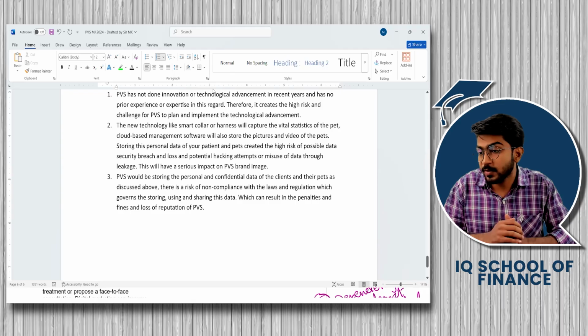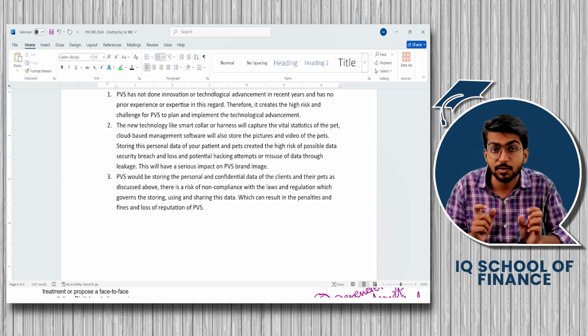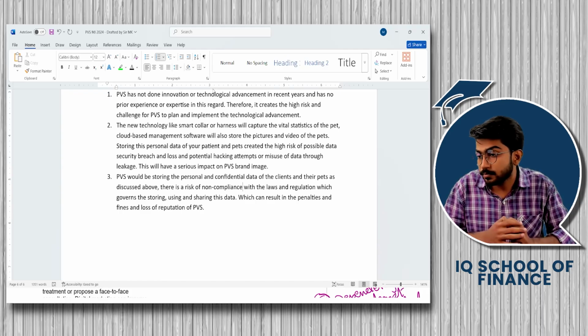"Legal compliance: PVS will be required to follow the regulations related to collecting and storing personal data, and non-compliance with the regulations will lead to penalties, and customer confidence would reduce, which would affect the company adversely." Company brand, company reputation. Sneha, you have to mention these two words. The business leader is always concerned about the brand and the reputation. And you have not mentioned the risk of non-compliance. The risk of non-compliance.